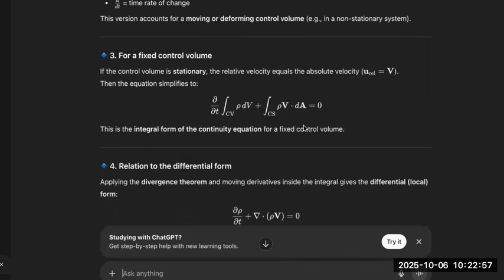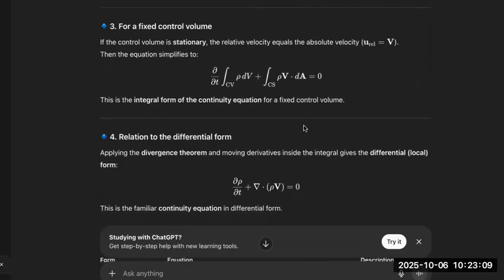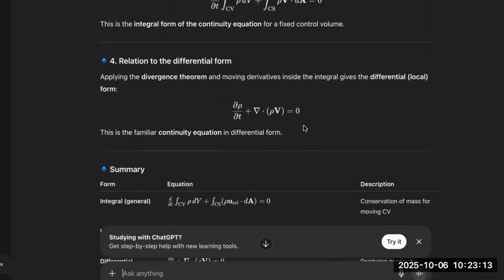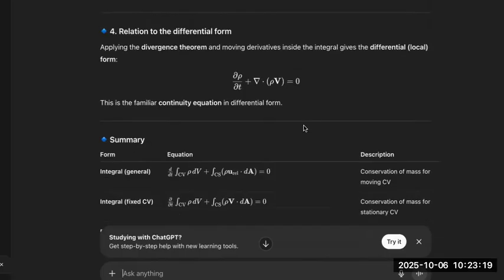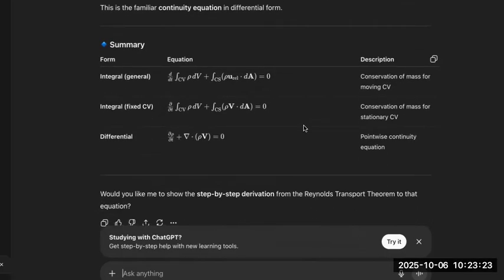For a fixed control volume, if the control volume is stationary, the relative velocity equals the absolute velocity. So relative velocity equals v. Then the equation simplifies to this equation. This is the integral form of the continuity equation for a fixed control volume. Relation to a differential form: applying the divergence theorem and moving derivatives inside the integral gives the differential local form. This is the familiar continuity equation in differential form. So here's the summary.